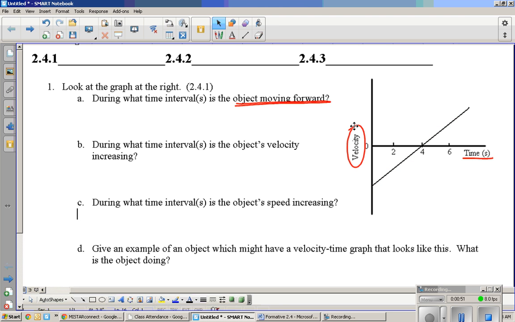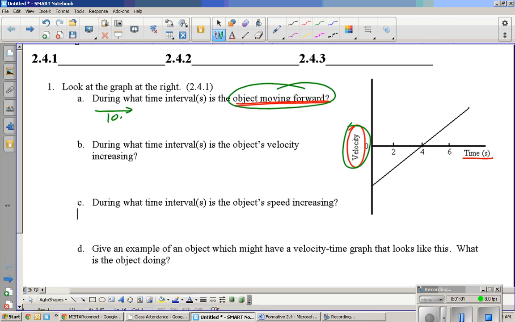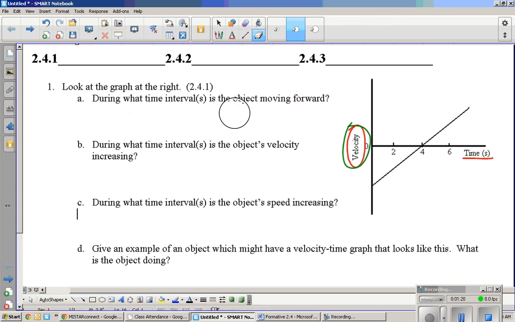So the question that you need to ask yourself is, what does moving forward have to do with velocity? The idea is this: if you've got one car going this way at 10 miles an hour and one car going this way at 10 miles an hour, then they both have the same speed, but this one has a positive velocity and this one has a negative velocity. So moving forward is the exact same as saying positive velocity. Moving forward means your velocity has to be positive. So what this question is really asking is, during what time intervals is the velocity positive?